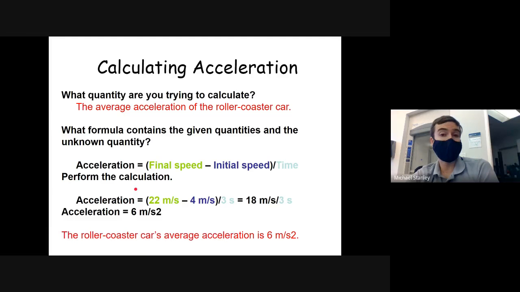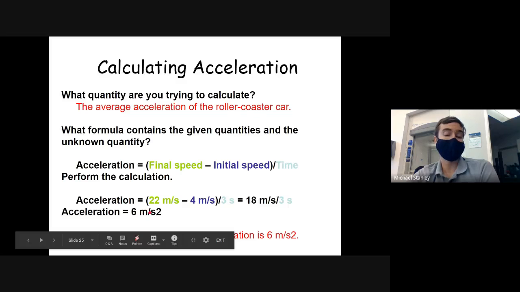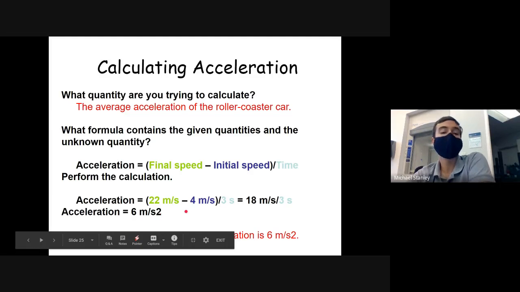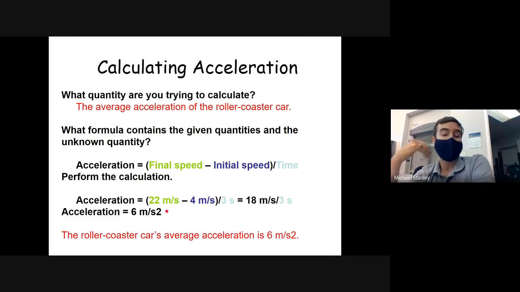So the acceleration of this roller coaster is 6 meters per second squared. Acceleration is kind of a weird unit of meters per second squared. Essentially, what that means is 6 meters per second, which is a fancy science way of saying every second that this roller coaster was accelerating, its speed increased by 6 meters per second.